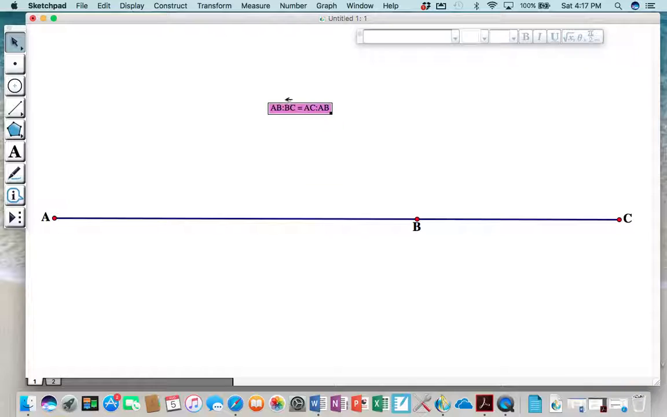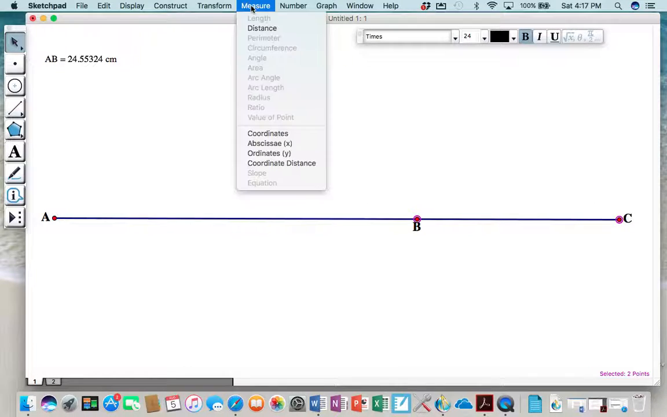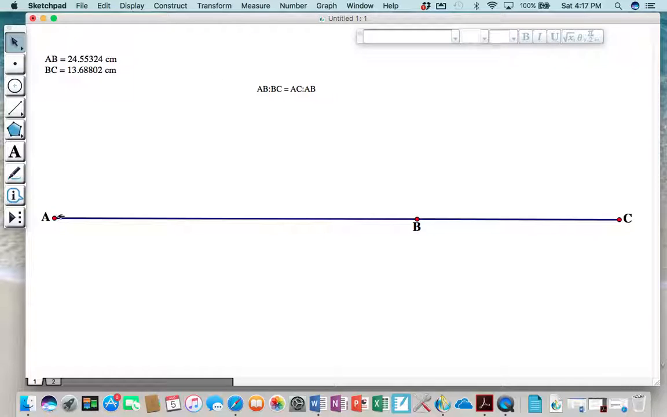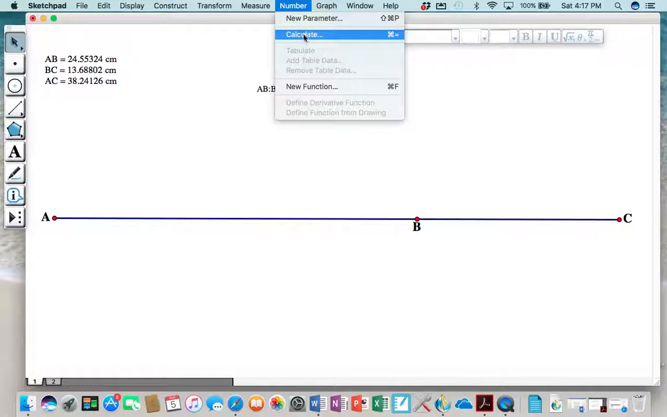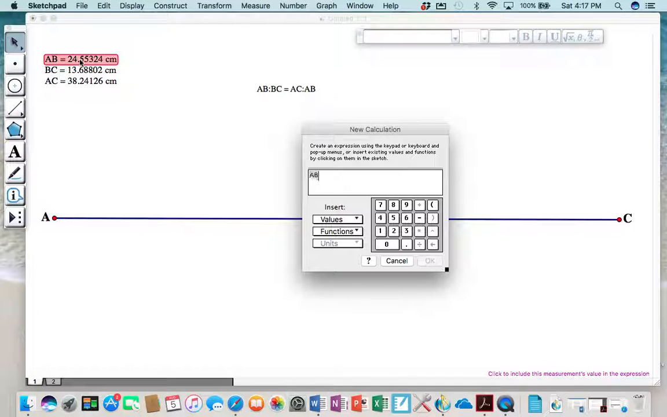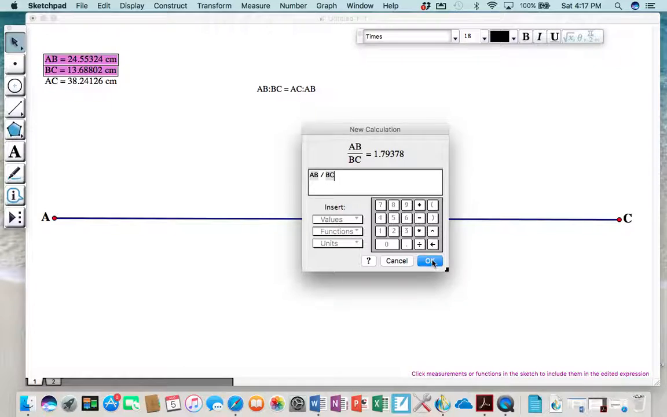Okay, so let's see if this works. I can almost guarantee that it won't right now because I put that point down very randomly, but we'll work on it. So my distance from A to B is there. My distance from B to C, I will measure it. There it is, and then the distance of the whole segment from A to C. There we go. Okay, now let's grab our calculator and see what happens. So AB divided by BC gives me that number.